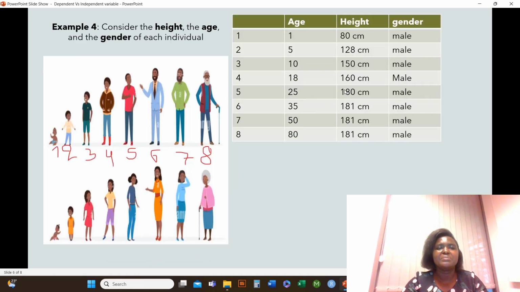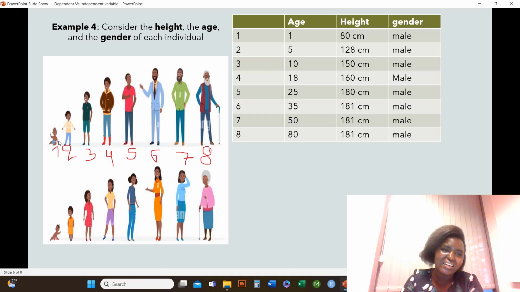Let's see another example. In this picture, we have two groups of individuals. We have men at the upper side, and at the bottom side, a group of women. If we are interested in the gender of these individuals, the gender can take two different values: either male or female. In this case, we say that gender is a variable because it takes different values.